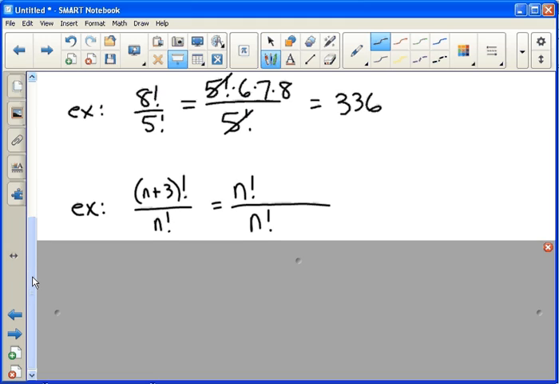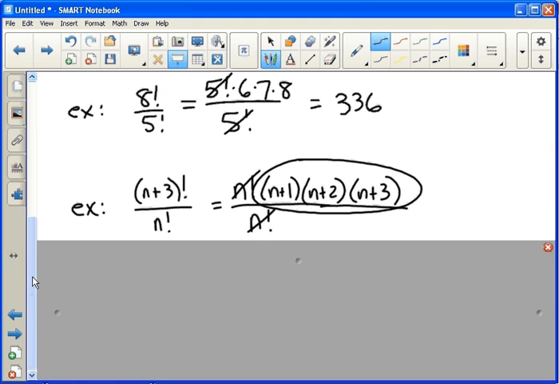A number that's 1 bigger than n is n plus 1. 1 bigger than that is n plus 2. 1 bigger than that is n plus 3. And I get there. If you notice, that's actually exactly what we were doing in the previous example. Just think about n being 5, and you can hopefully see that it's the same thing. So the n factorials cancel out, and my answer is just n plus 1 times n plus 2 times n plus 3. And there is no need to multiply all that out, so please don't. Just leave it as n plus 1 times n plus 2 times n plus 3.